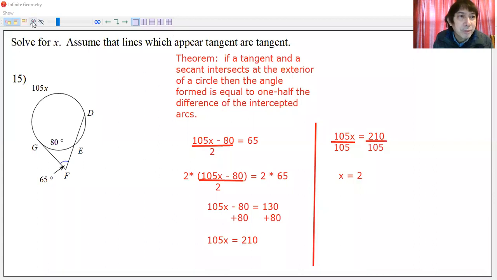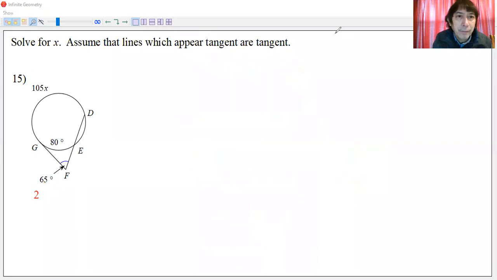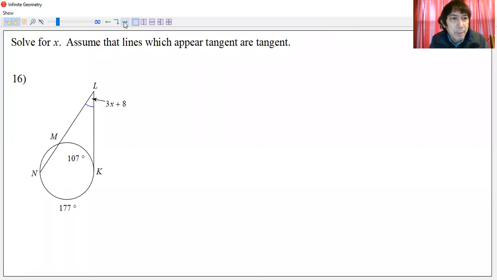Let's verify from the computer. See the answer below the diagram there. You can see it there. Number 16. Let's continue with number 16. Here's number 16.